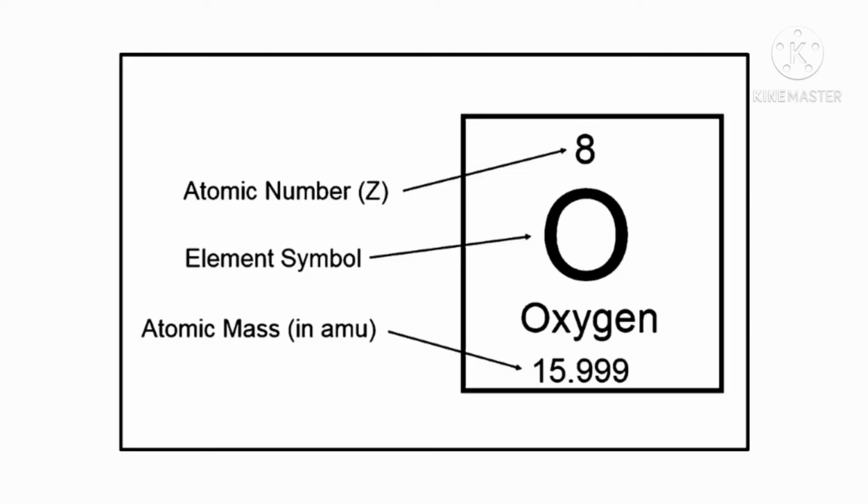Now look closer at an element. Do you know what those numbers represent? The number on the top of the element is called the atomic number. The atomic number is the number of protons in an element, and the number written on the bottom of the element is called the atomic mass number. The atomic mass is the sum of the individual masses of the protons and neutrons. And finally, the name of the element is written as a symbol in the middle.